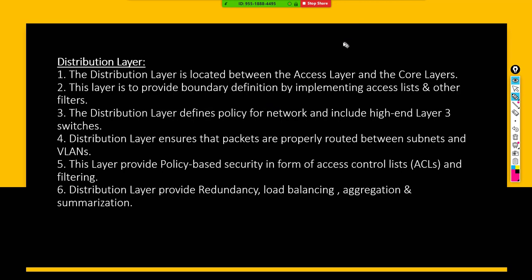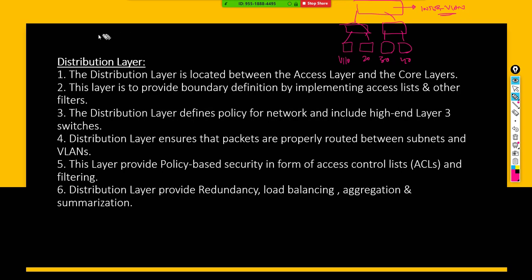Let's say I have multiple users in different VLANs like VLAN 10, 20, 30, 40, and they are connected to access switches, and these access switches are connected to some distribution switches. So on your distribution switch, we can enable the concept of inter-VLAN. Okay, so what is inter-VLAN?